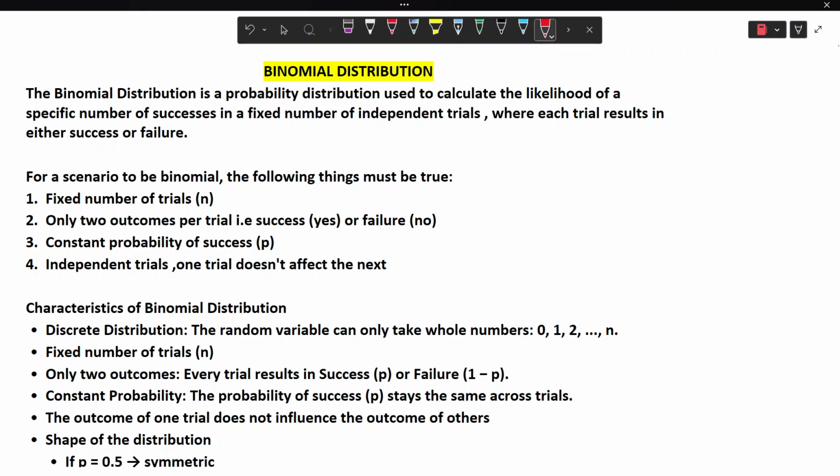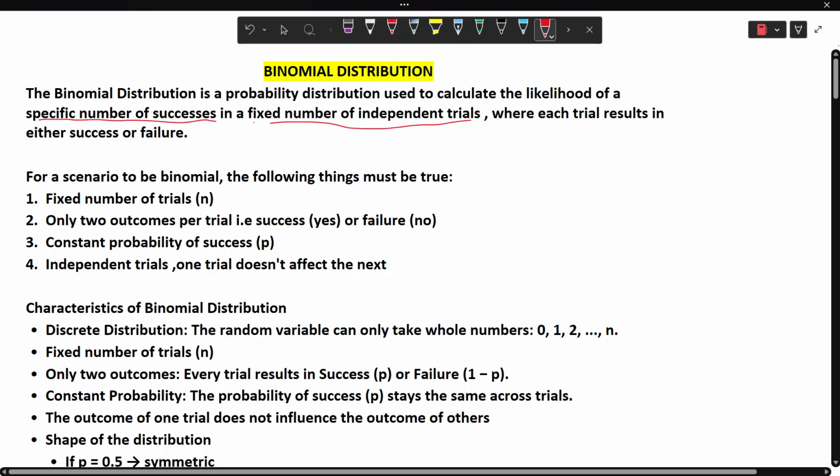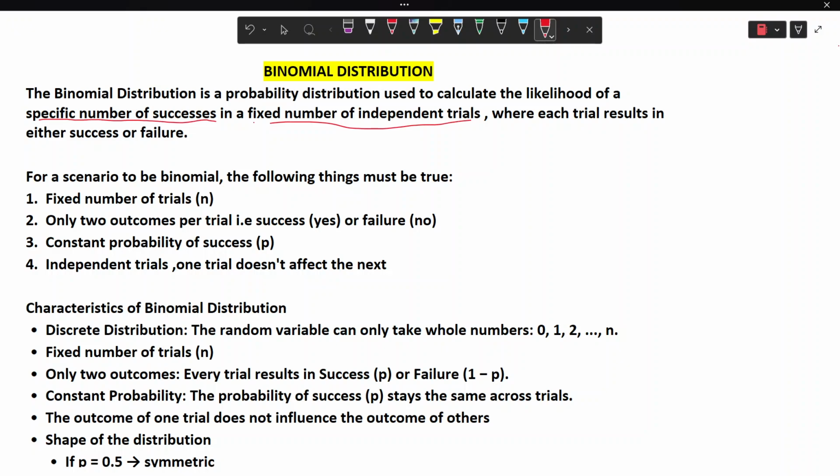So what is a binomial distribution? A binomial distribution is a probability distribution used to calculate the likelihood of a specific number of successes in a fixed number of independent trials, where each trial results in either a success or a failure. So the binomial distribution is normally performed using a process called the Bernoulli process, and the result gives two outcomes, either a success or a failure.